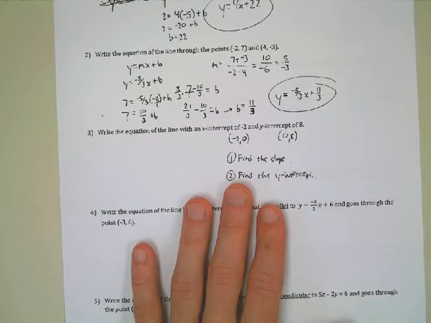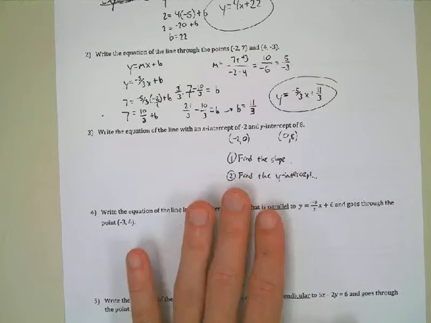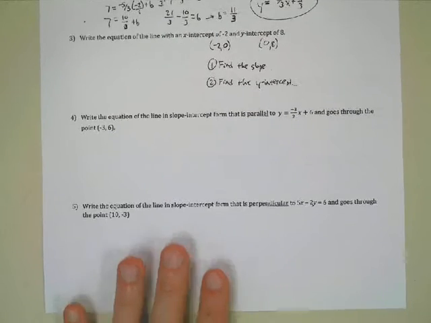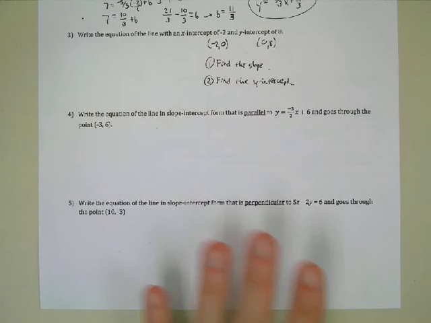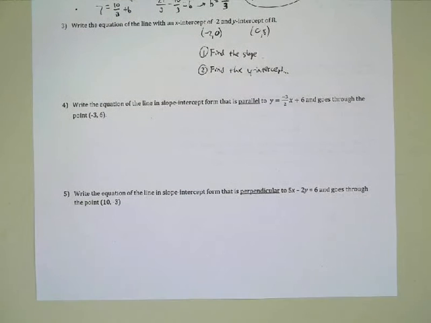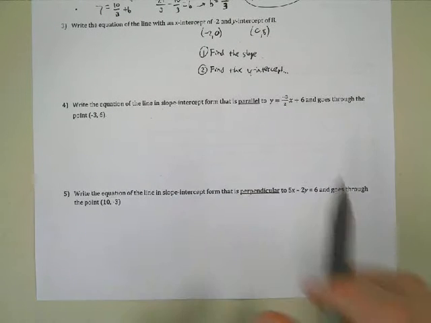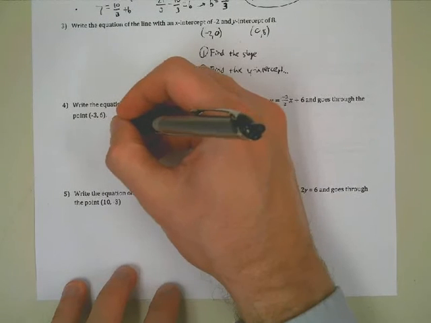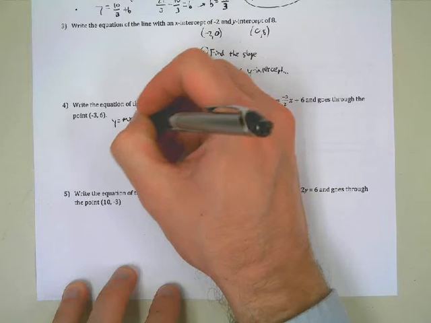And then number 4. So let's look at these because these now more directly deal with stuff that we've been talking about today. We want to write the equation of the line in slope-intercept form that is parallel to y equals negative 3 halves x plus 6, and it goes through the point negative 3, comma 6. So again, we want to write the equation of a line parallel to this line. How can we use that piece of information to be parallel?